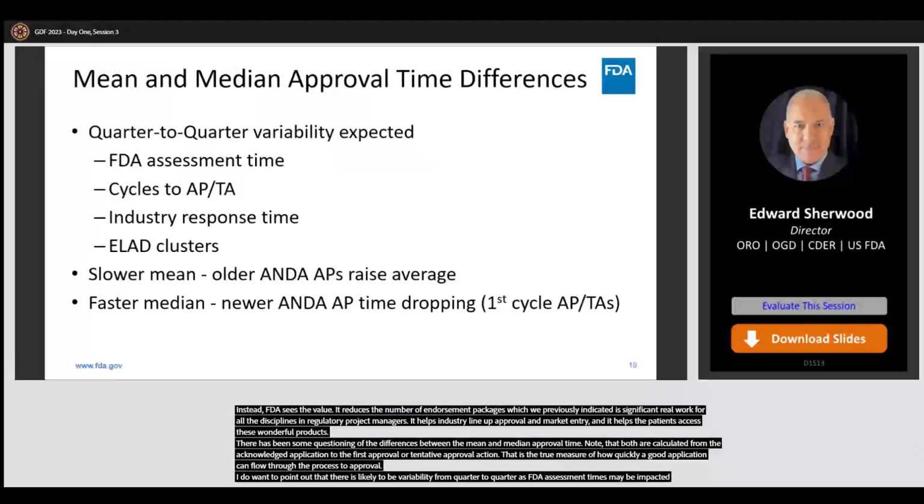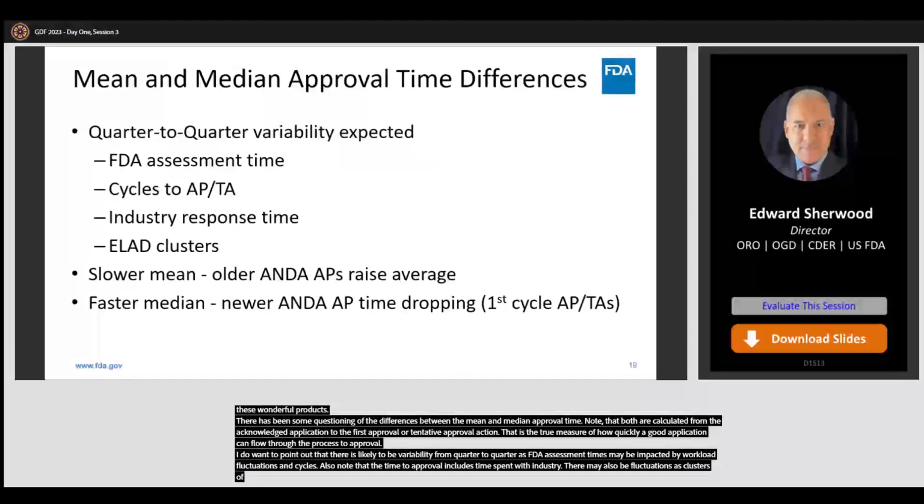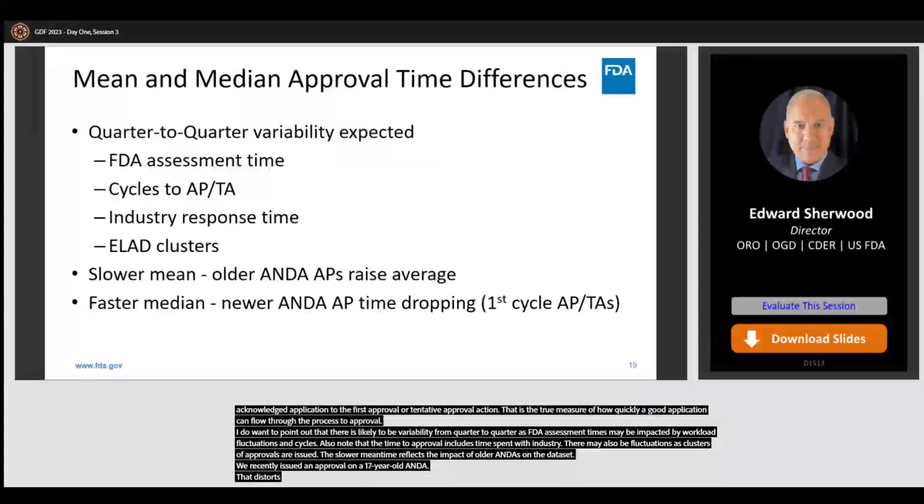Also note that the time to approval includes time spent with industry. There may also be fluctuations as clusters of approvals are issued. The slower mean time reflects the impact of older ANDAs on the data set. We recently issued an approval on a 17-year-old ANDA. That distorts the results. The faster median time is a better indicator of what will happen to a new quality submission.